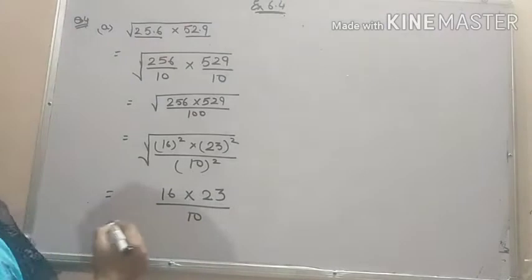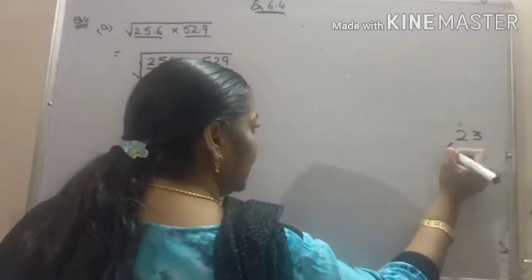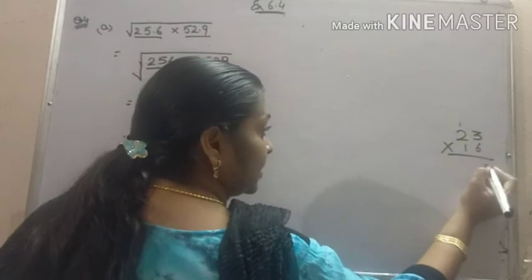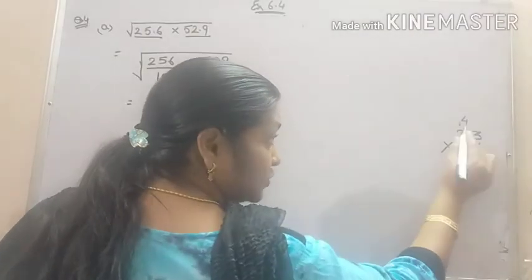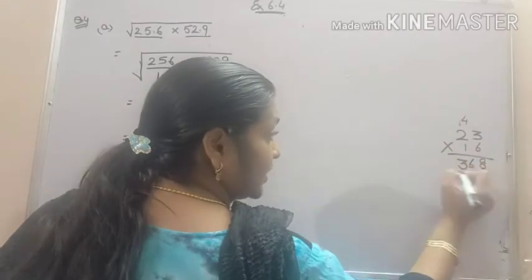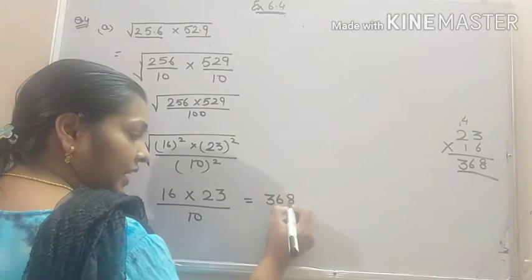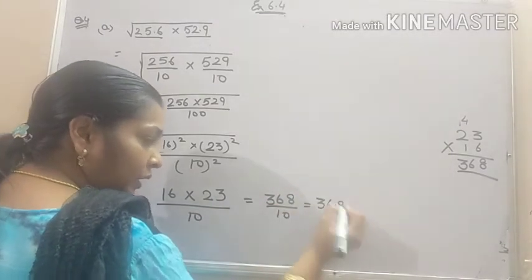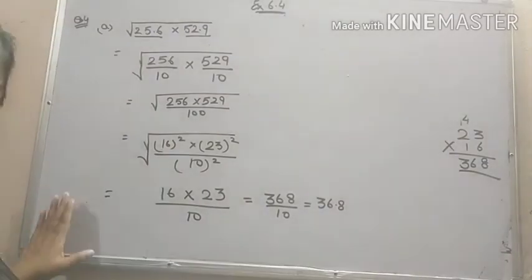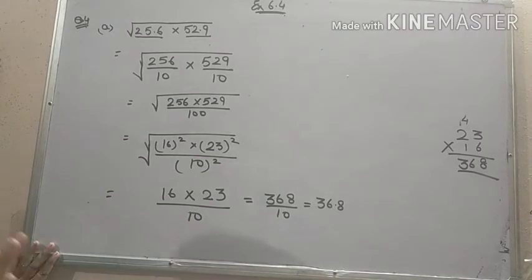Multiply 16 and 23. What will be the product of 16 and 23? 16 3s are 48, 4 carry. 16 2s are 32 plus 4, 36. It will be equal to 368 upon 10. That is equal to 36.8. This is the first method which you will use to find the solution.